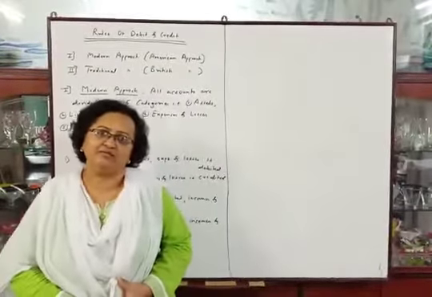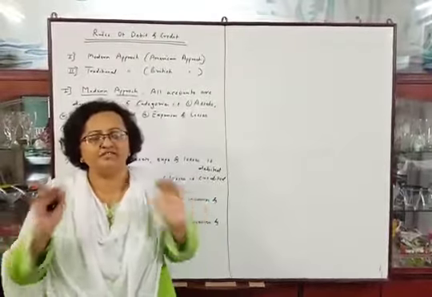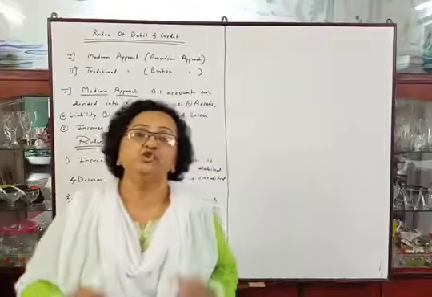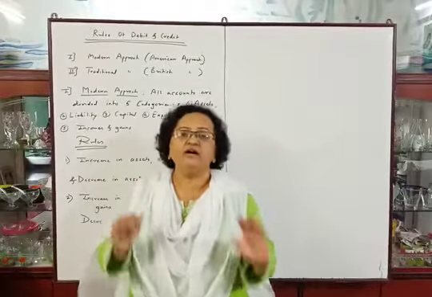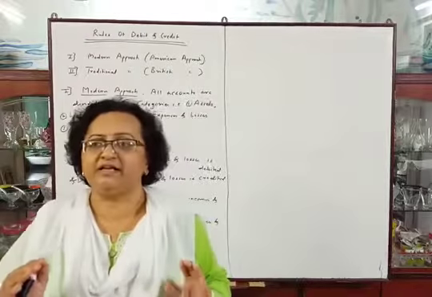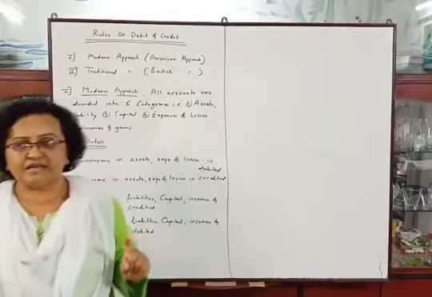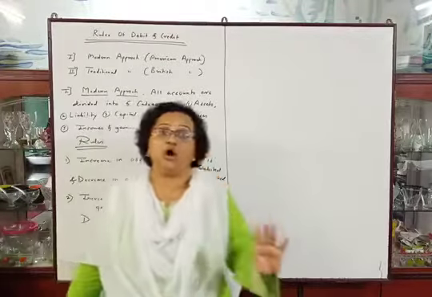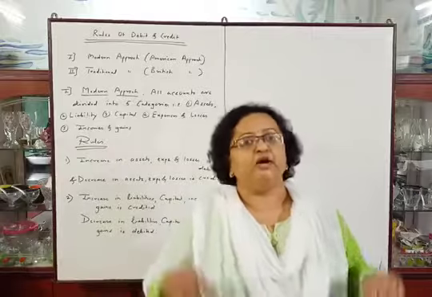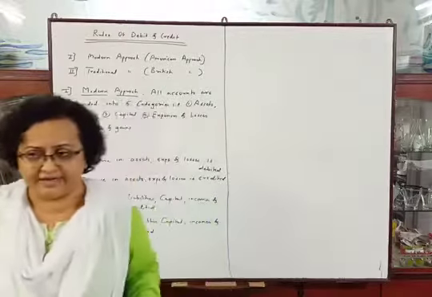Today we will study a new point which is very interesting, that is using debit and credit. We have learned the dual aspect concept, and we know that every transaction in accounting is recorded in at least two accounts. It means total amount debited is always equal to total amount credited.